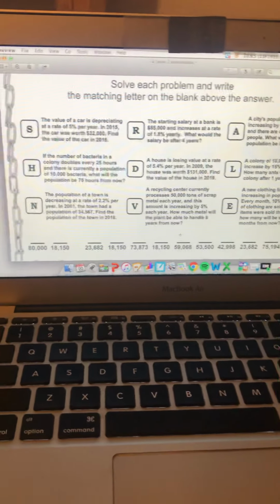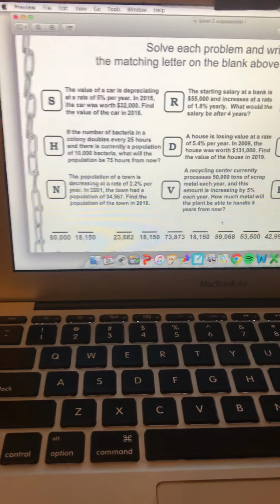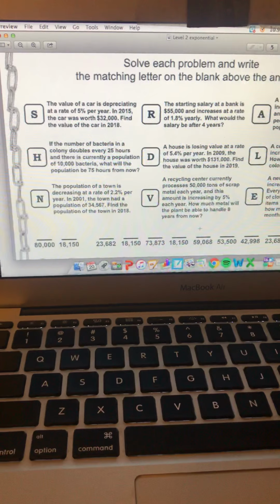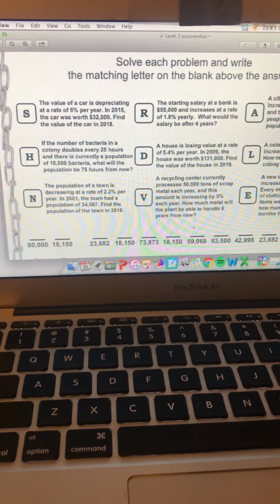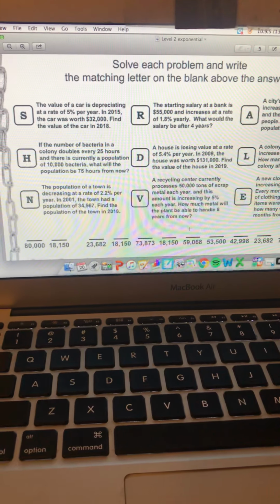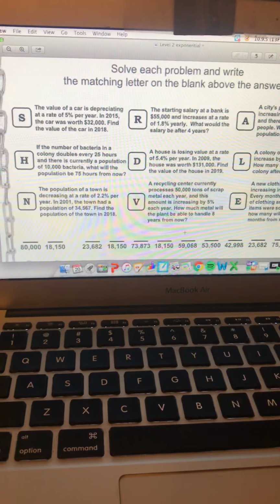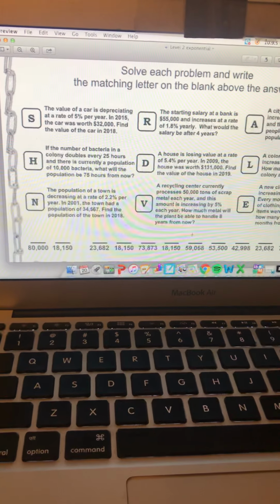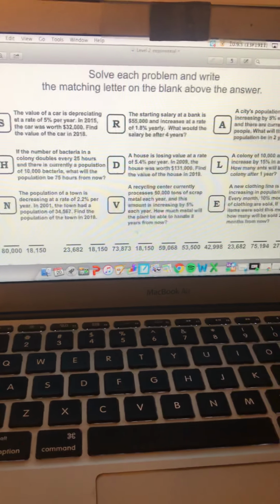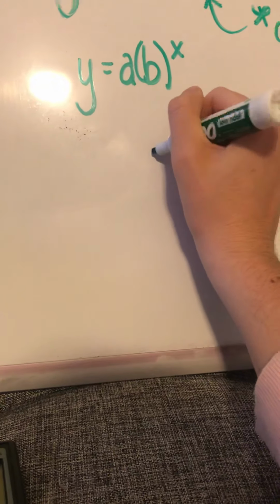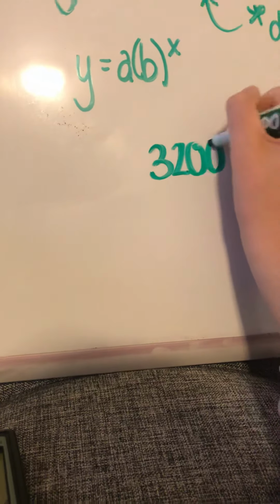Okay, so let's go through the first one. The value of a car is depreciating at a rate of 5% per year. In 2015, the car was worth $32,000. Find the value of the car in 2018. I know that in 2015, the car was worth $32,000. That's basically telling me my starting value, so my A value is going to be 32,000.